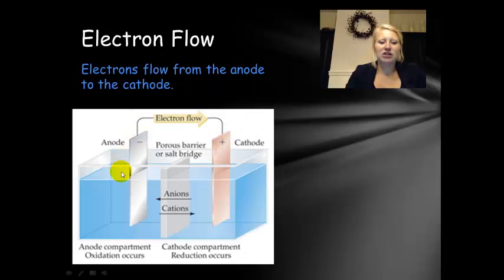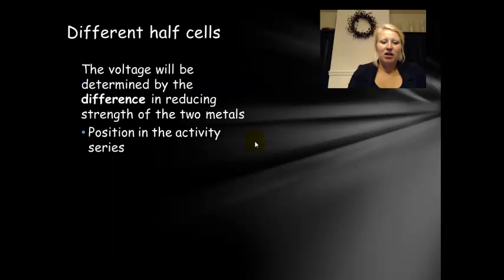Again, electrons flow from the anode, so we make it the negative side, to the cathode. We make the cathode a positive sign, because the negative anode is losing the negative electrons and they're going towards the positive cathode. When you have different half cells, the voltage or the current that goes across that wire will be determined by the difference in reducing strength of the two metals. So for this, you need to know where they are in the activity series.